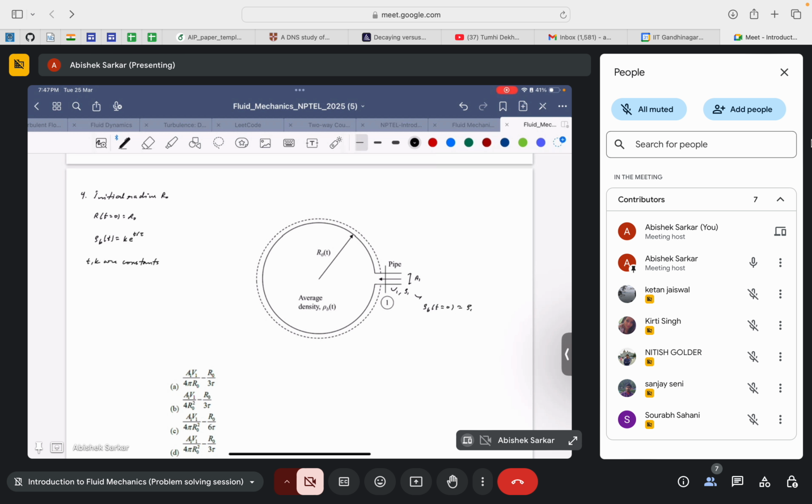Okay, need to find the rate of change of radius of the balloon when the radius is same as r naught. Okay, so find the expression for the rate of change of radius of balloon when the radius is same as r naught.